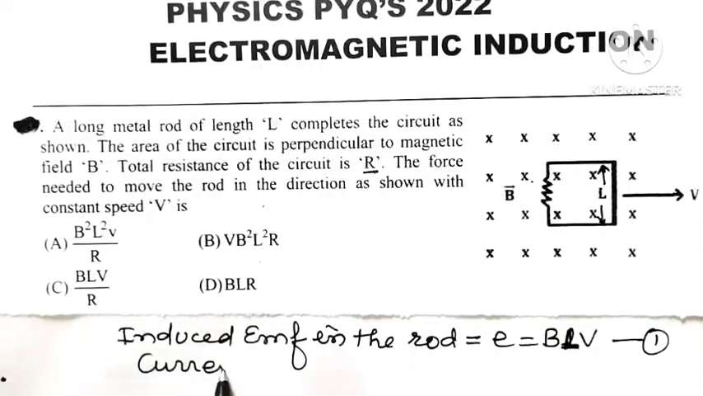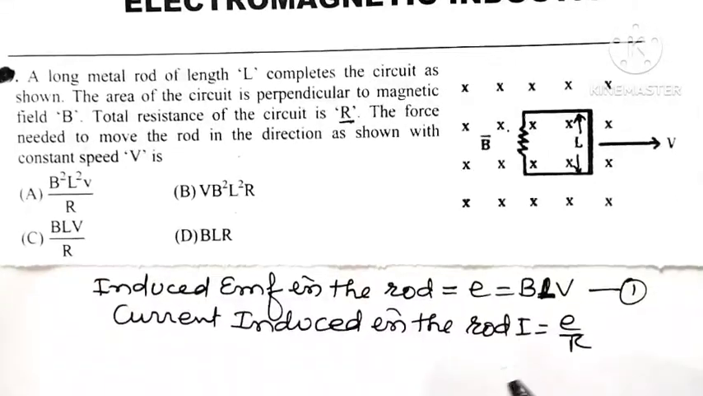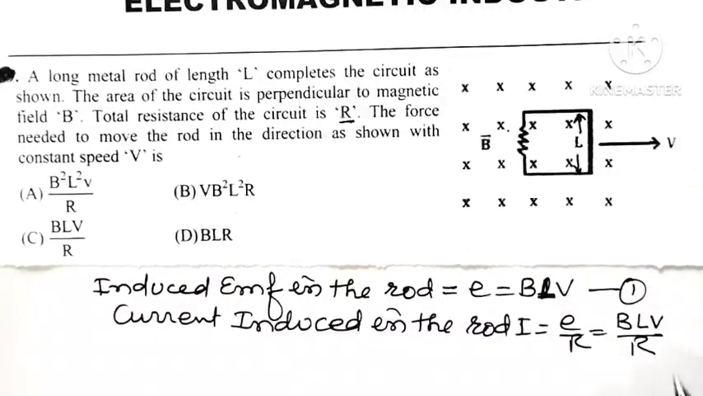Now the current induced in the rod is current I equal to E divided by R. It means it is BLV divided by R. This is equation number 2.